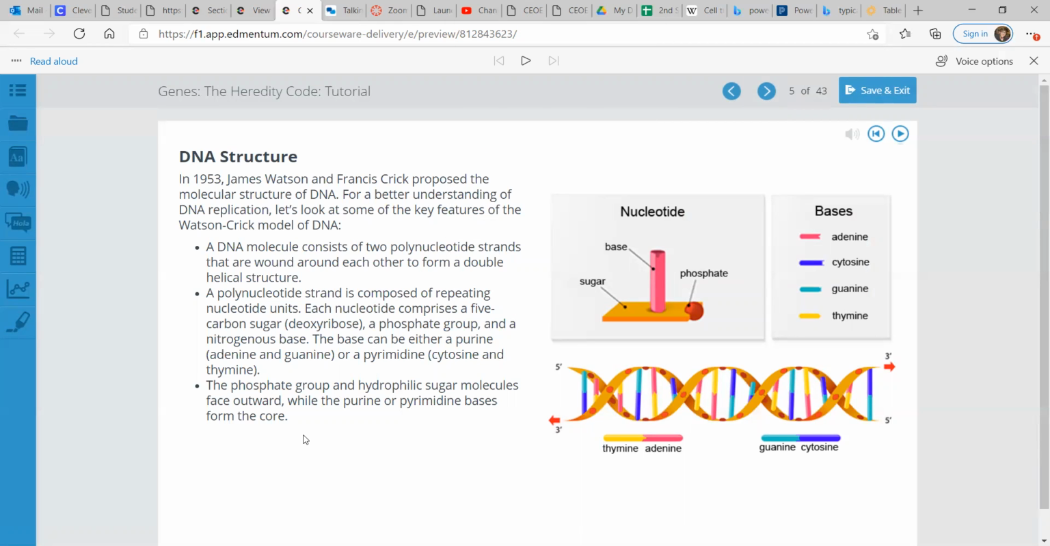The phosphate group and hydrophilic sugar molecules face outward, while the purine or pyrimidine bases form the core. And you can see that here. So we have the sugar, the phosphate, and the base in between. And these are color coordinated. So thymine and adenine go together, guanine and cytosine go together.